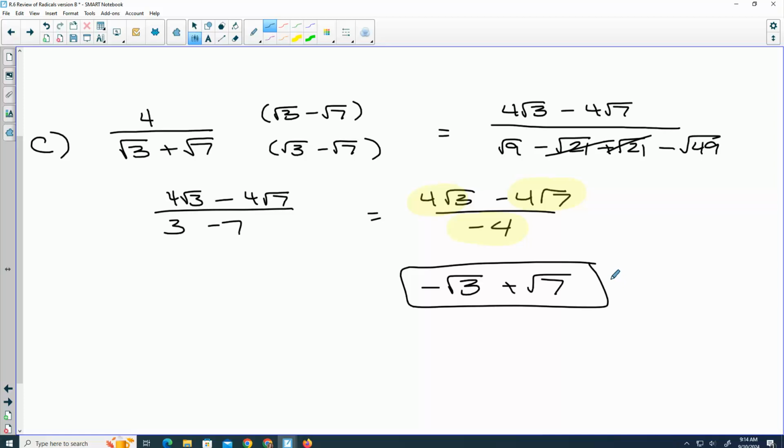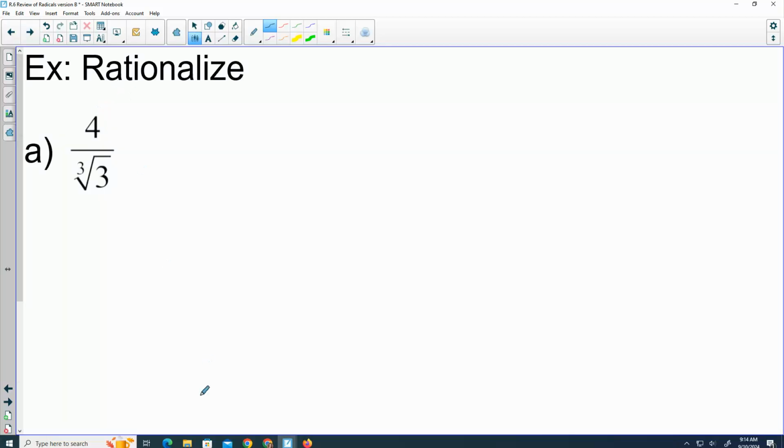All right. Questions there? What if I gave you this one? 4 over the cube root of 3. Okay, if I just multiply by the cube root of 3 on top and bottom, is that going to help me?